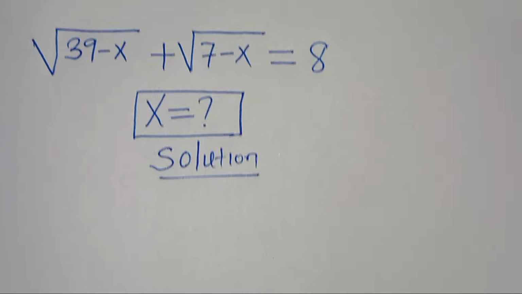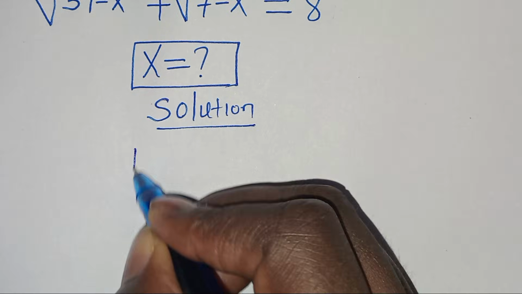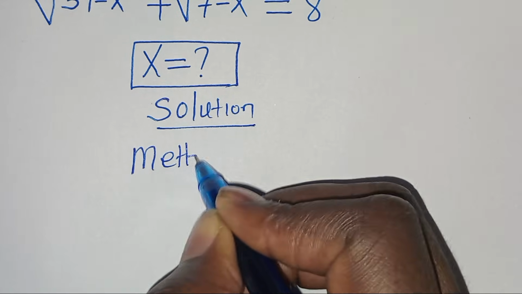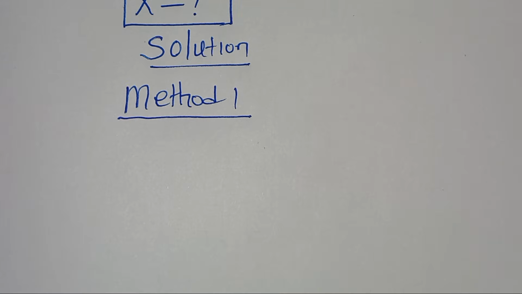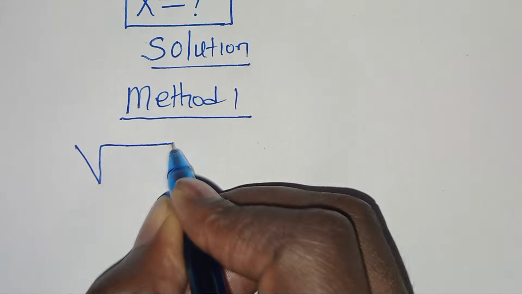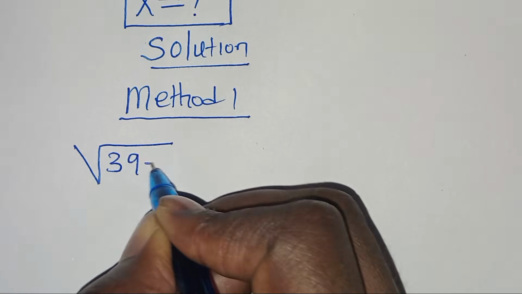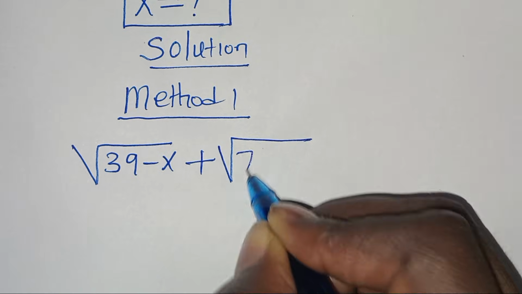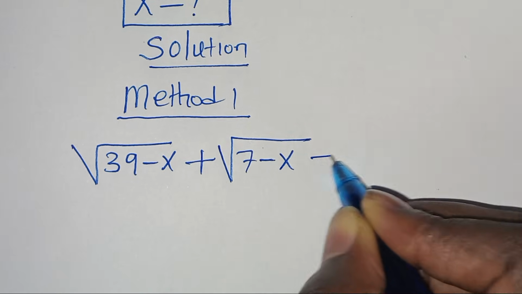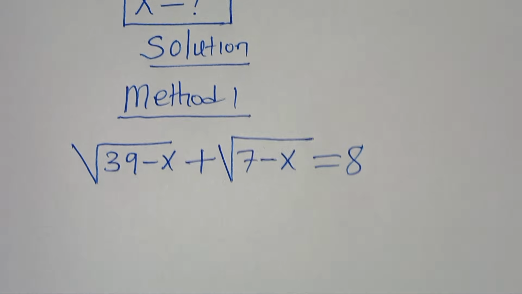Now we are going to solve this by applying two methods. Let's start with method 1. Now we have the square root of 39 minus x plus the square root of 7 subtract x. This is equal to 8.